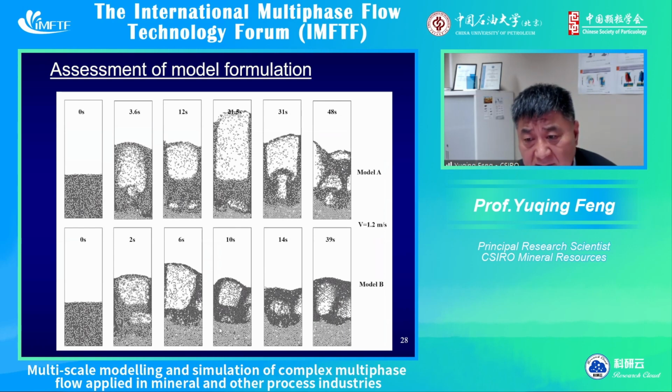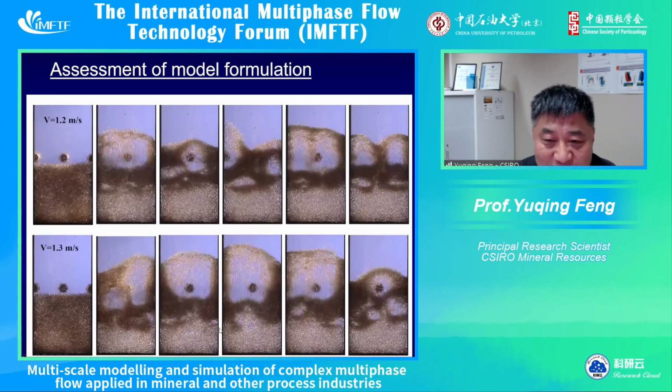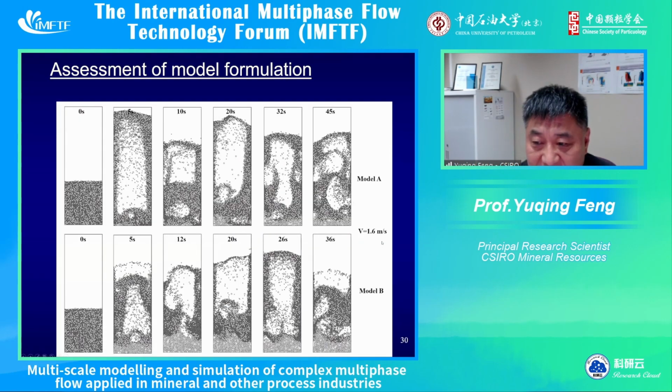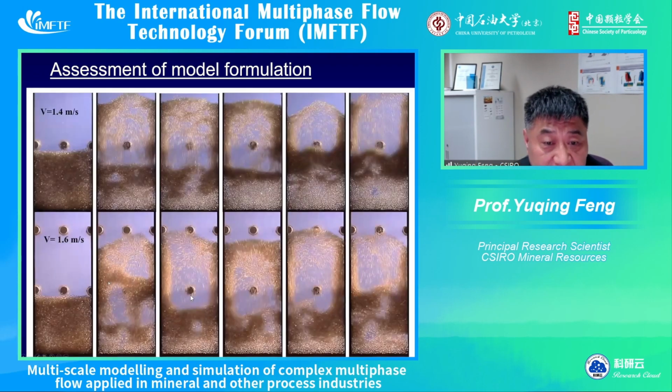And what's the difference? Then I started to do an experiment, using the same geometry and operating conditions as the simulation. You see, this is the experiment snapshot using a video camera. Then you can see the flow pattern: the small particles on top, and the light-colored large particles at the bottom. From a qualitative visual comparison of the flow pattern, we can see Model B is close to the experiment.